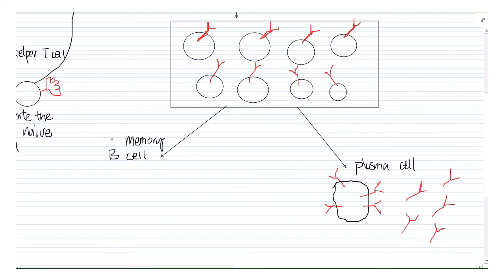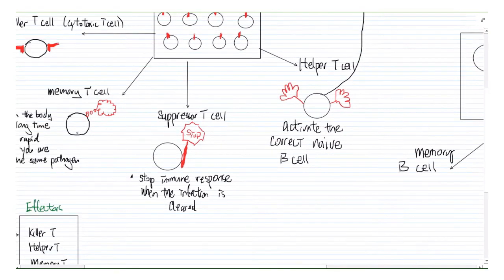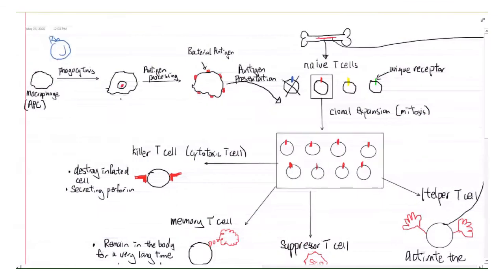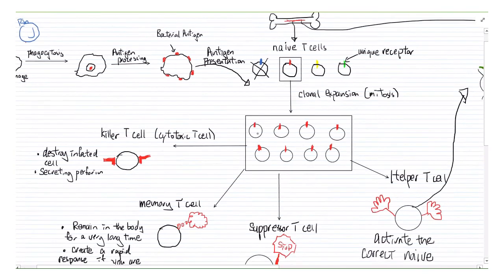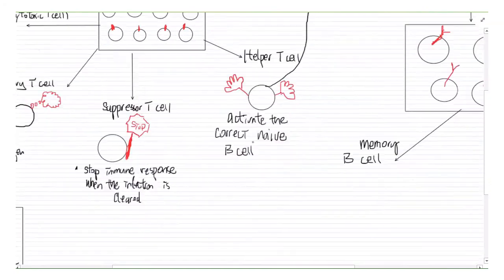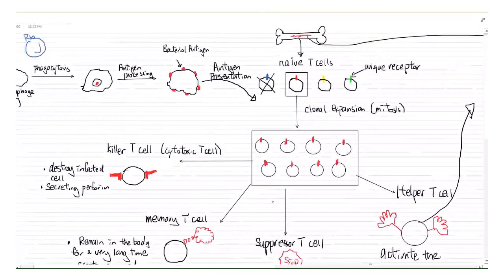You created memory cells, memory B cells and memory T cells, against the Rh factor. That's why the second time you get transfused with positive blood, you are going to react against it. You already have these antibodies, so you're going to have a cross reaction. So that's basically how antibodies are produced. It's quite a long process, but hopefully you understand it from the video.